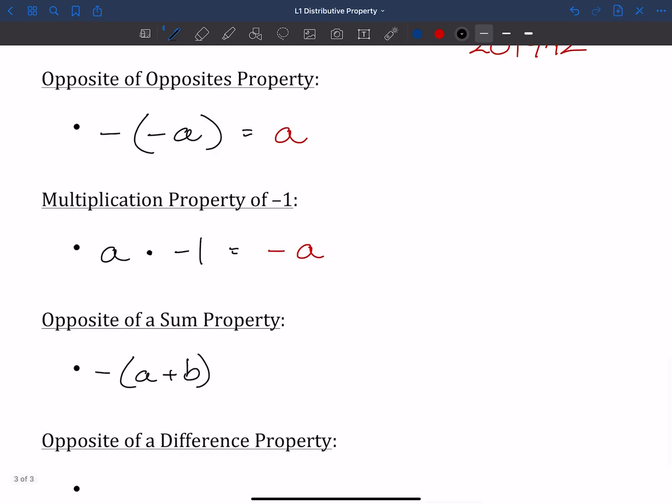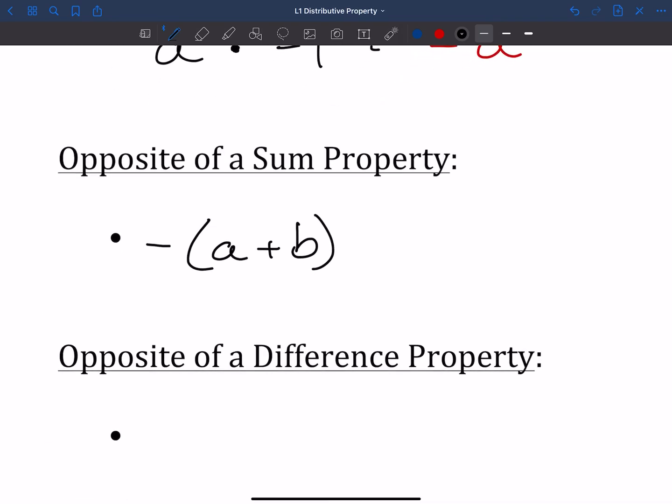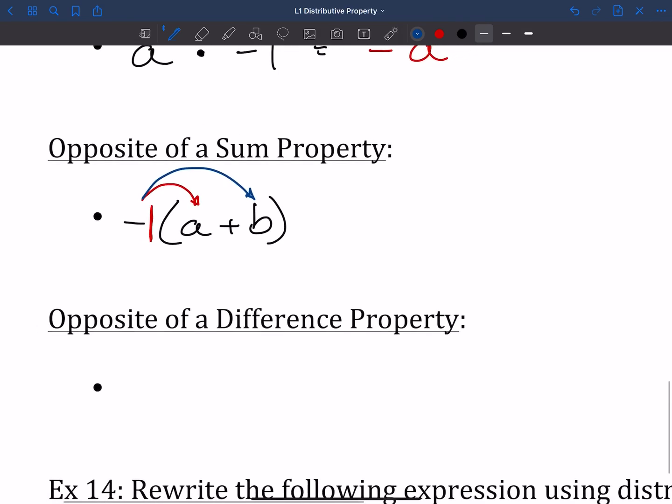What I would like you to think about this as is, imagine, if you will, that there is a little invisible 1 in front here, right? If I took that little invisible 1 and I distributed it into both of these pieces, right, we know what's going to happen. It's going to change them to be their opposites, right? So my answer, when I get out of that, is going to look like this. We're going to get -A and then minus B, right? So it's flipping all the signs on the inside to their opposites.